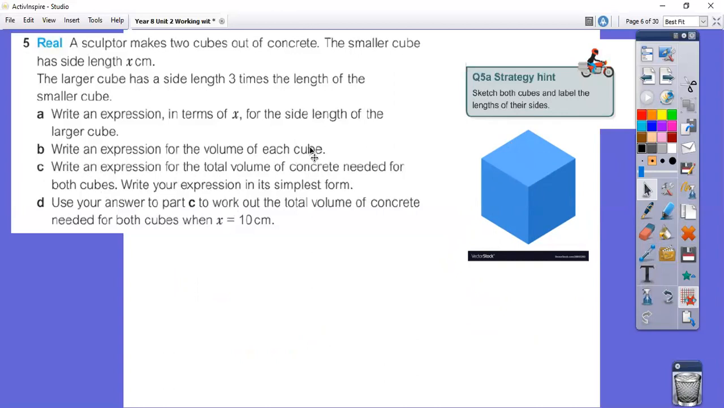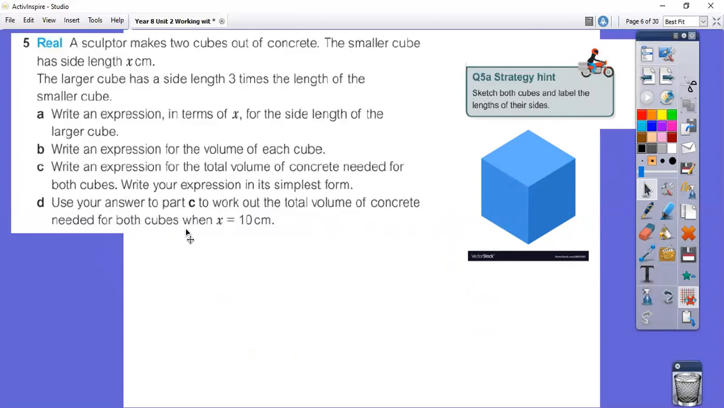So once you worked out part B, the volume for each of these cubes, the smaller one and the larger one, you would need how much concrete for both of them. So the smaller cube plus the larger cube. That's your hint.